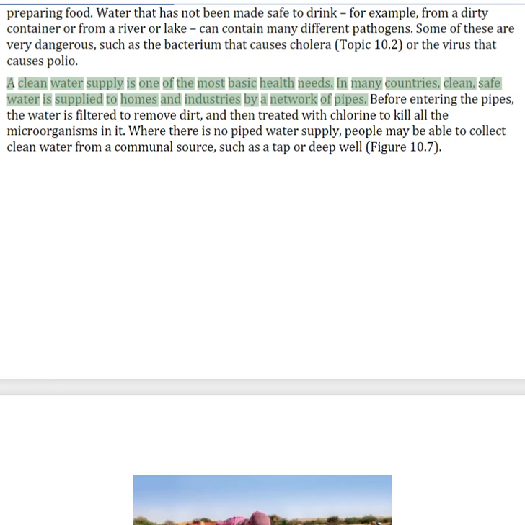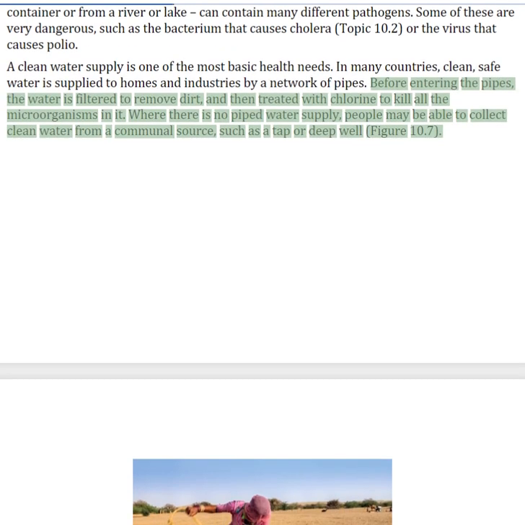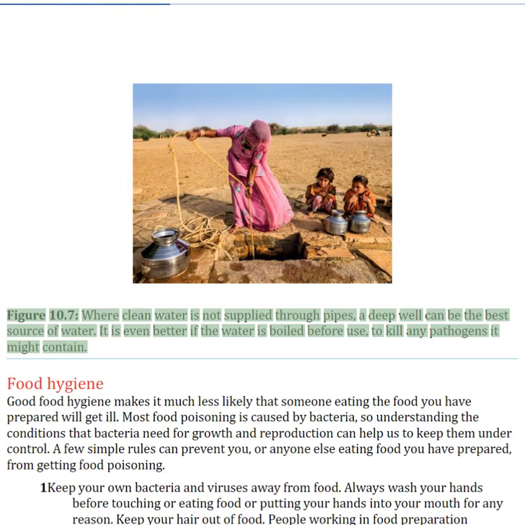In many countries, clean, safe water is supplied to homes and industries by a network of pipes. Before entering the pipes, the water is filtered to remove dirt, and then treated with chlorine to kill all the microorganisms in it. Where there is no piped water supply, people may be able to collect clean water from a communal source, such as a tap or deep well. Figure 10.7. Where clean water is not supplied through pipes, a deep well can be the best source of water. It is even better if the water is boiled before use, to kill any pathogens it might contain.